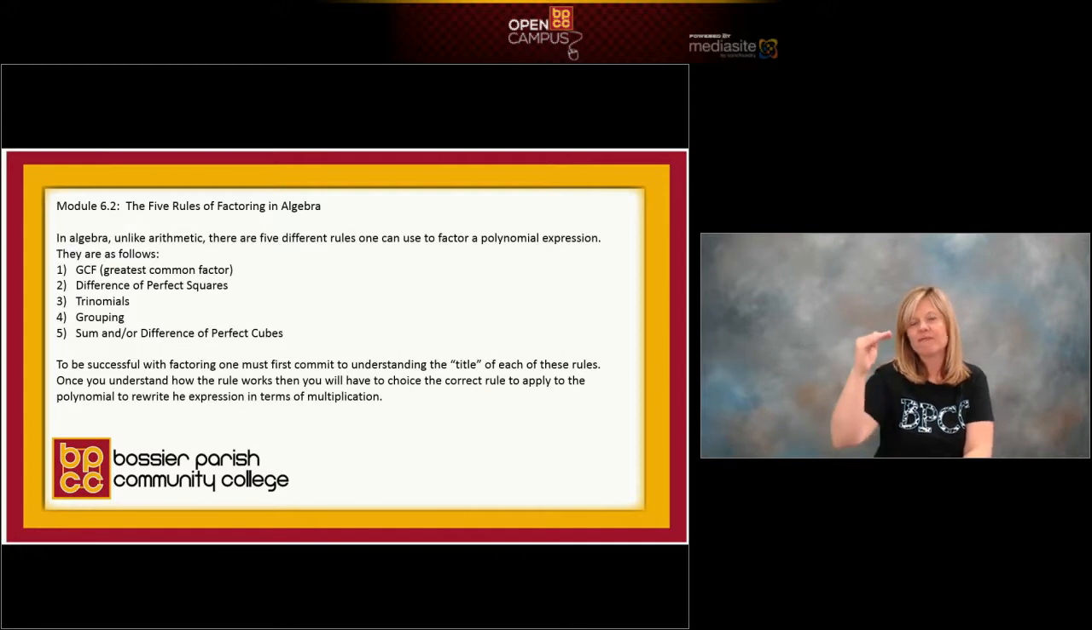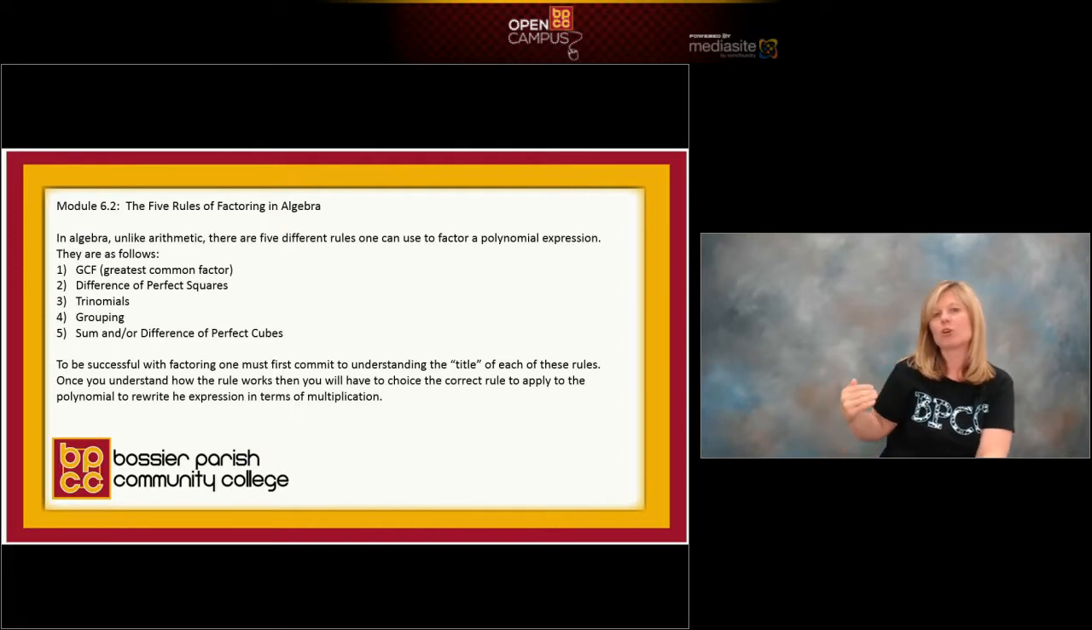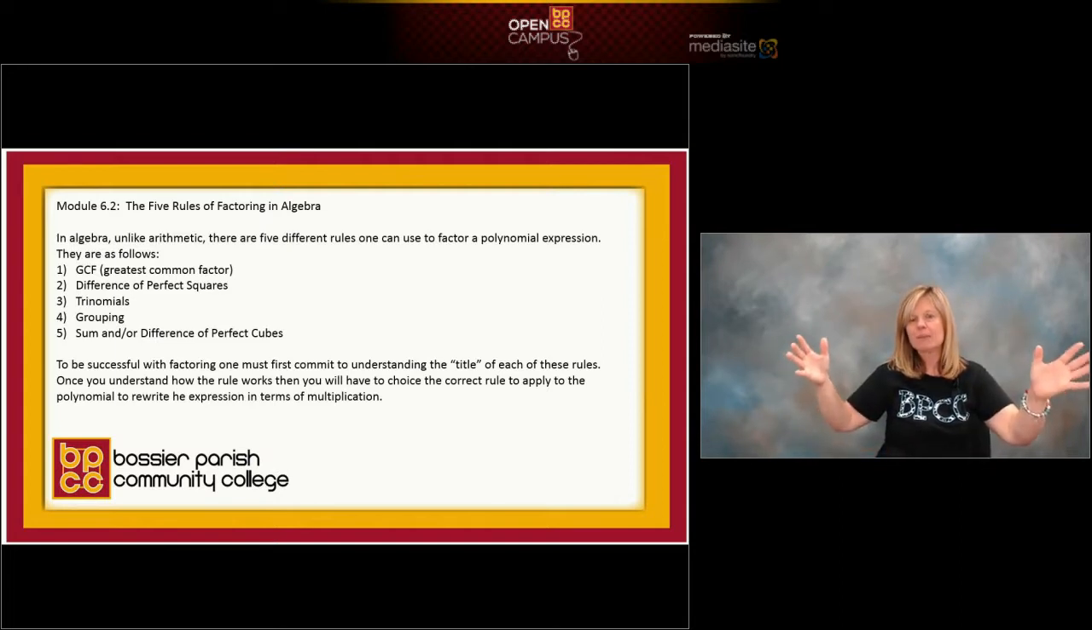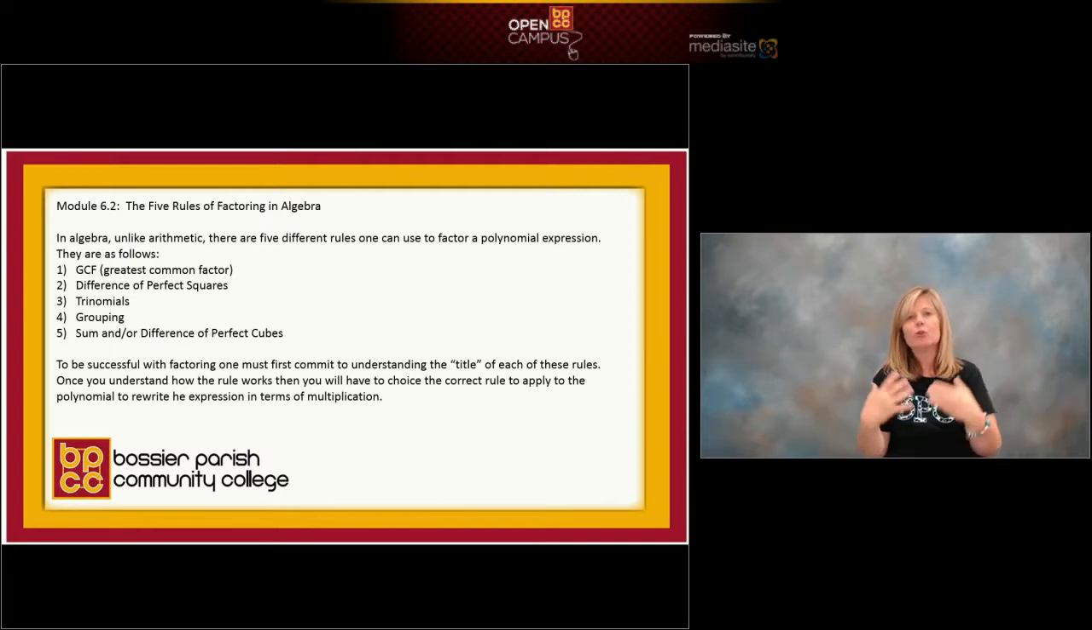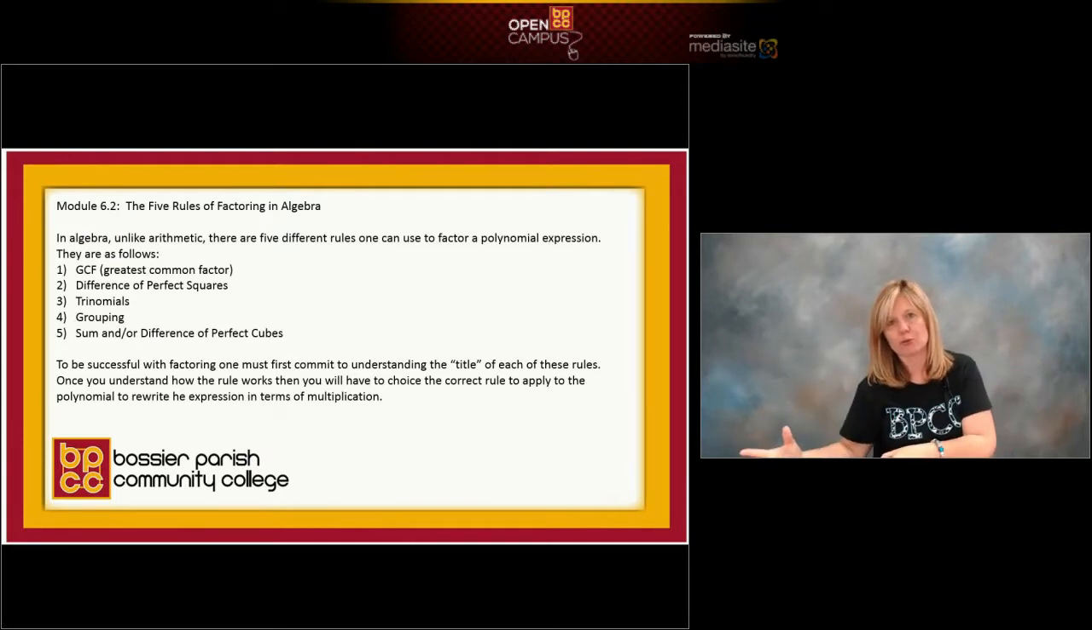Now, the reason why I have the 5 rules listed in that specific order is because that's the approach you're going to take when you're given a polynomial expression. So remember, a polynomial expression is many monomials connected by adding and subtracting. And when I ask you to factor that expression, I'm really asking you to rewrite it as now multiplication. So what you're going to do is you're going to go through this checklist every time. The first rule up there is GCF, greatest common factor. So the first thing you're going to do is look at your polynomial expression and see if it has the GCF, and if you could do that rule, you would do it first.